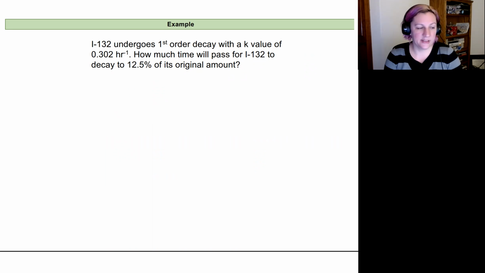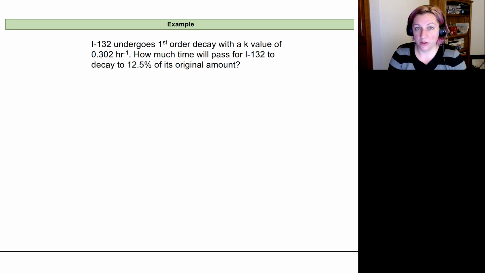Let's walk through an example with that real quick. So iodine 132 undergoes a first order decay, and it has a K value of 0.302 per hour. How much time will pass before iodine 132 decays to 12.5% of its original amount?